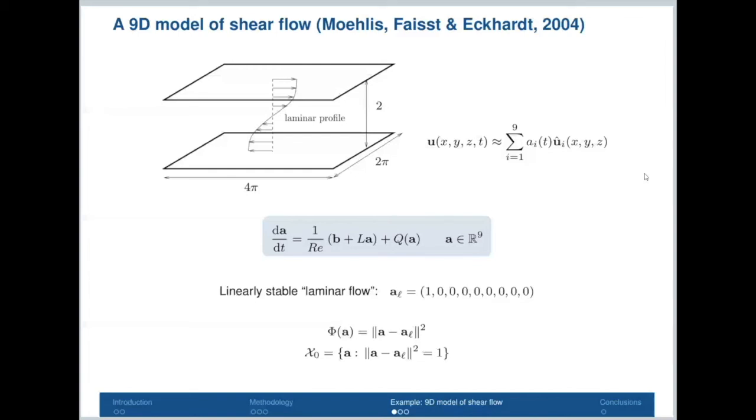This reduced model has an equilibrium, which I call A sub L. I just want to point out here that the state in this example is called A for amplitude, but A is what previously was X.